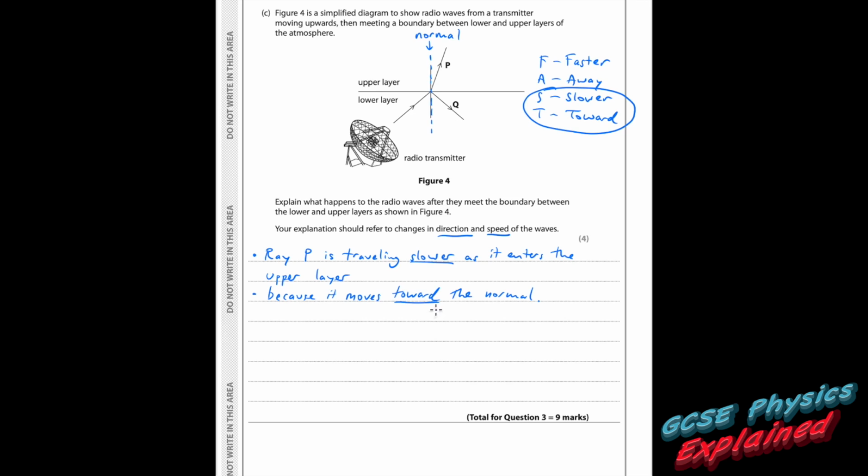That's 2 marks. And then obviously Q is reflecting off the upper atmosphere. There'd be no change of speed for Q, because it's still travelling in the lower layer, so it hasn't changed density. Remember, if there's a change of density, there'll be a change of speed, and then there'll be a change of direction, unless it's entered along the normal.